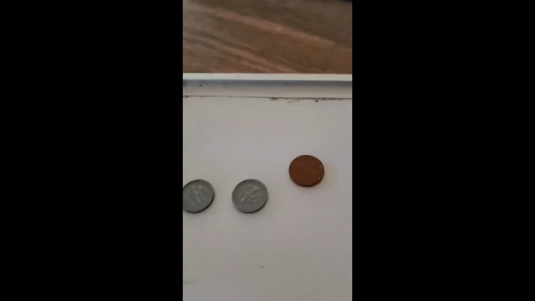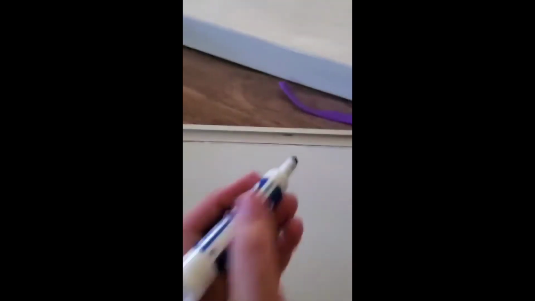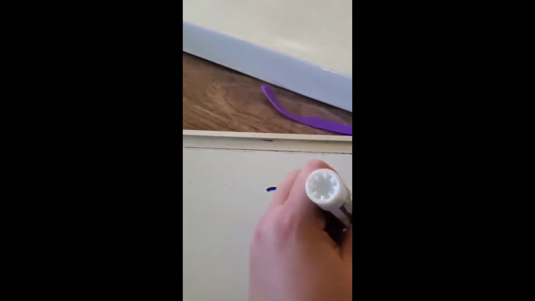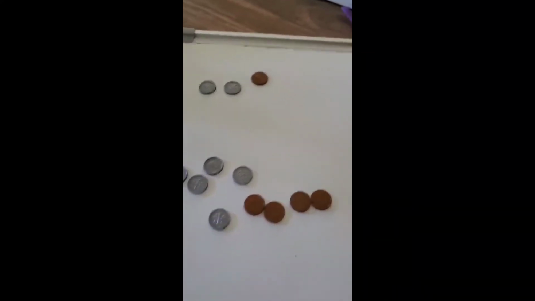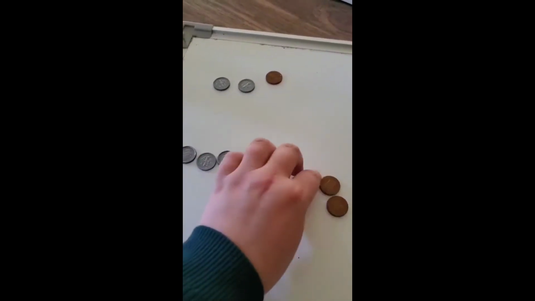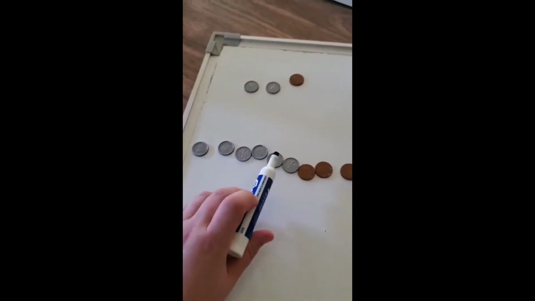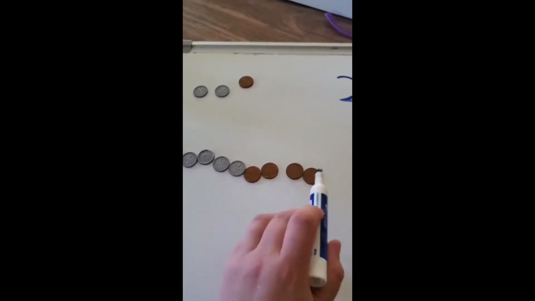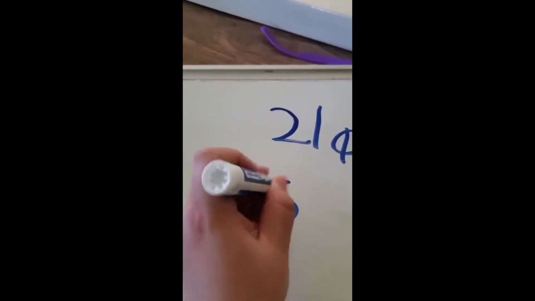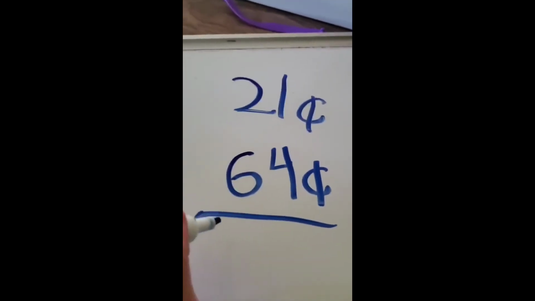All right. How much change do I have here? 10, 20, 21. So I'm going to write 21 cents like that. Okay? Now over here. Oh, we're kind of all over the place. Better get them in line, right? Okay. Let's count them. 10, 20, 30, 40, 50, 60, 61, 62, 63, 64. Ooh, 64 cents.